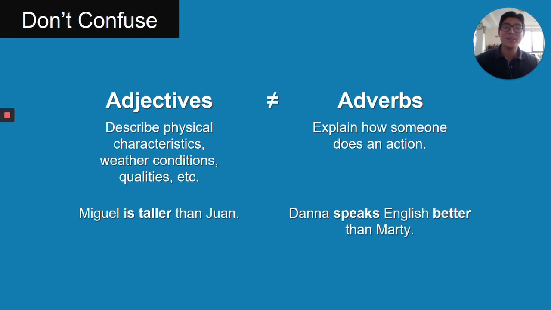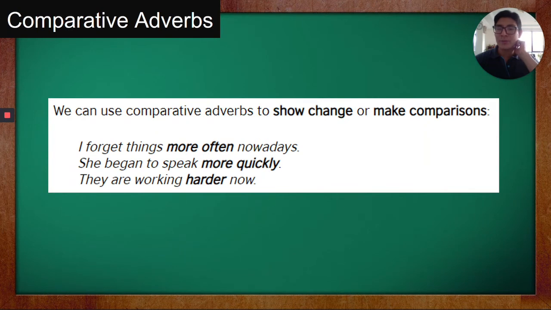I am not saying Dana is smaller. That is another physical characteristic. Here I am talking about how Dana speaks, how she does an activity. And in this case, I am using adverbs. So don't confuse them. Because if you say, for example, Miguel is taller, oh, that is an adverb, no, that is an adjective. And we are using only adverbs for this purpose. Don't confuse them.